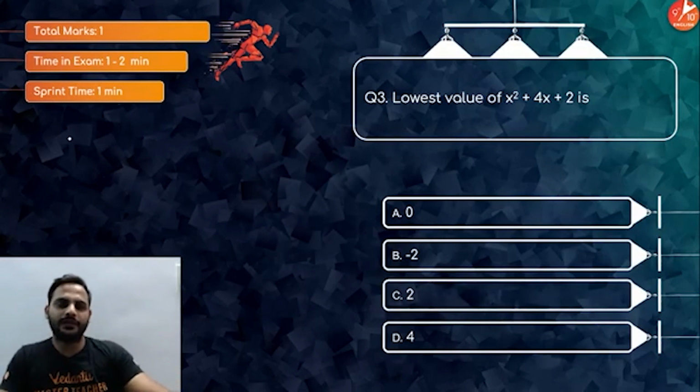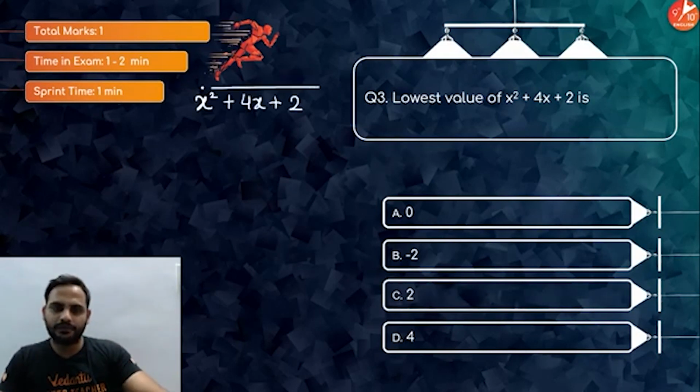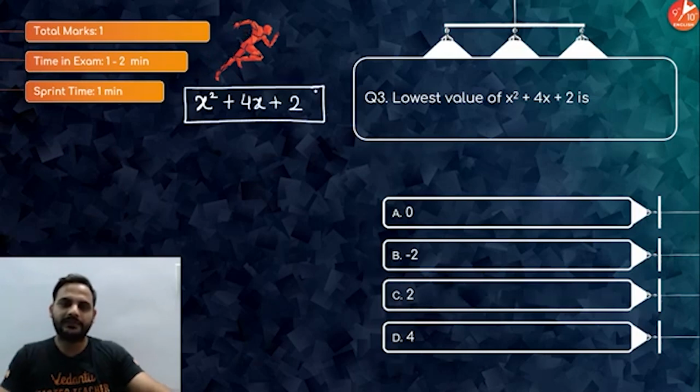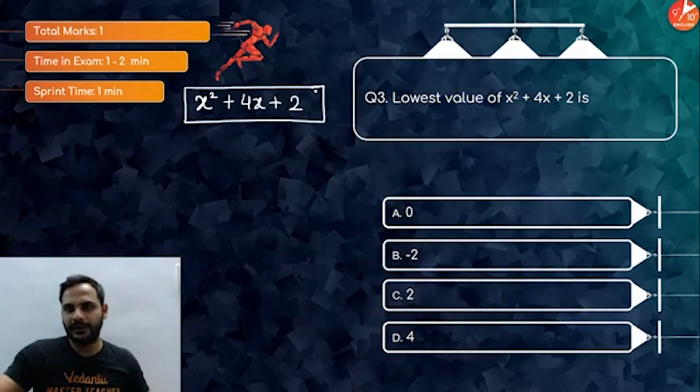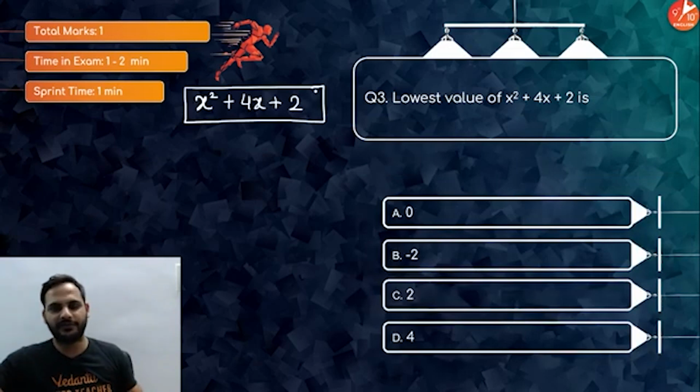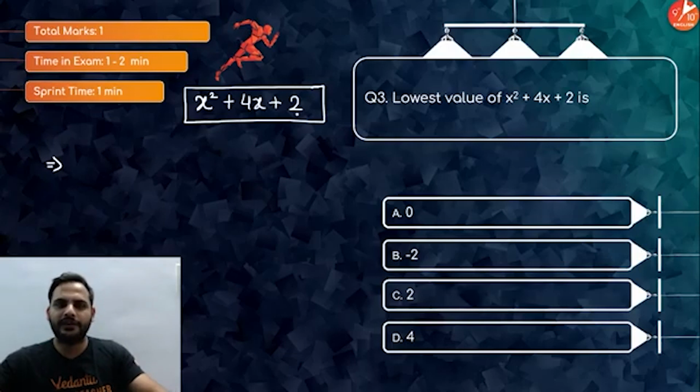So if we have a polynomial, let's say x square plus 4x plus 2. I think this can be done with a direct formula, and that is x is equal to minus b upon 2a. But I think they are trying to make it a perfect square. We have to solve it by making a perfect square. Let's try to make it a perfect square.